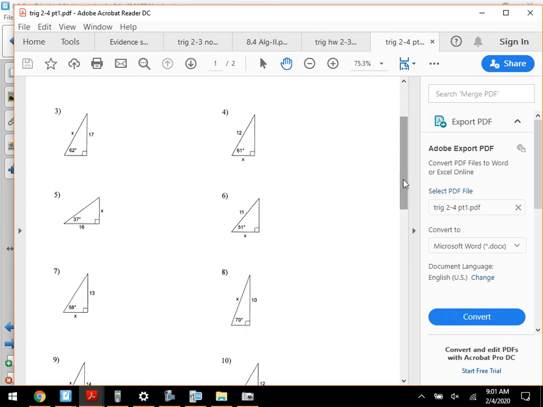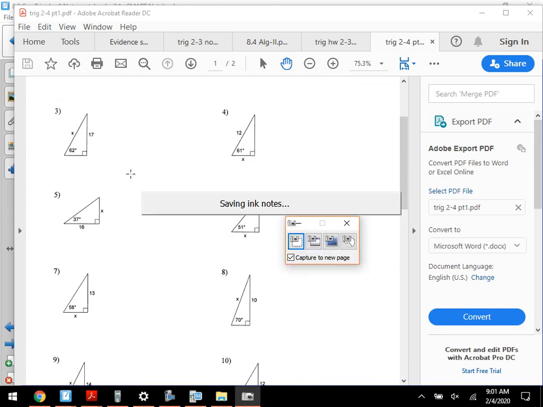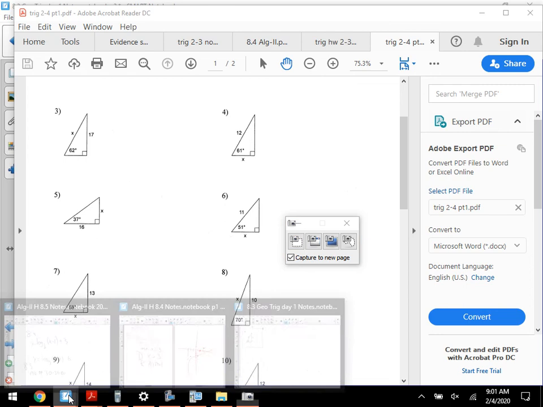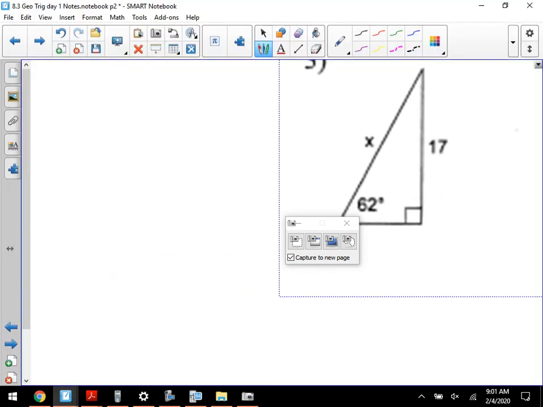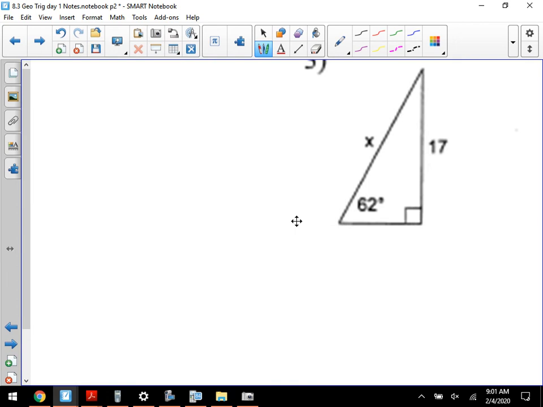Let's look at 3. What's your first step? Circle. Then 17's our opposite. X is the hypotenuse. Adjacent.